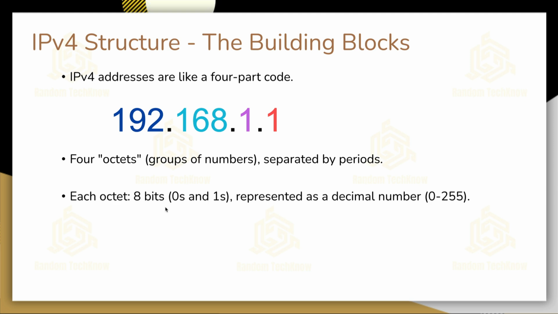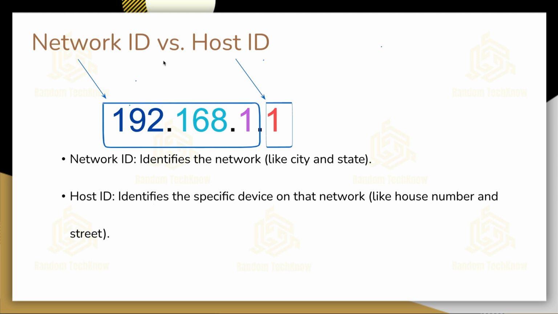Since we humans aren't robots, we represent each octet as a decimal number which can range from 0 to 255. Think of it like having 4 rooms in a house, and each room has 8 light switches that can be turned on or off. Now, these 4 octets aren't just random.